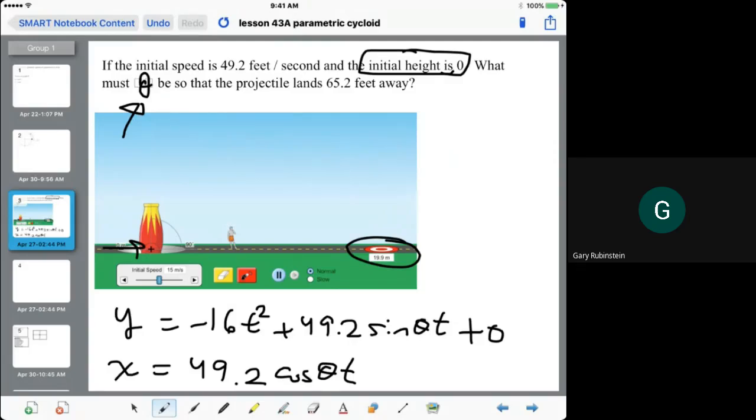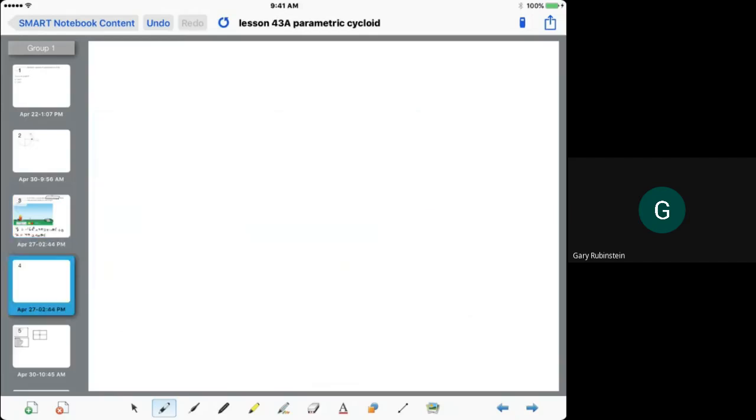Okay, so there's the equations. Now you can see the problem here. There's so many variables. There's a theta, a t, there's an x, there's a y. There are too many variables. So what you do is we take the x equation and we rewrite it as t equals 65.2 over 49.2.